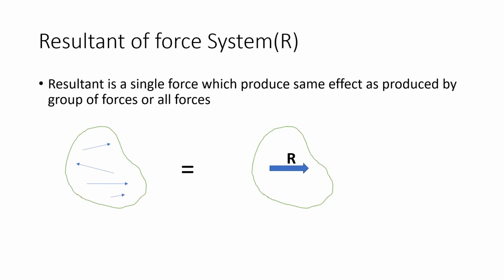So what is the resultant of a force system, R? The resultant is a single force which produces the same effect as produced by a group of forces, or all forces. Let's see in that figure. This is the group of forces, that is n number of forces, that is 1, 2, 3, and 4.